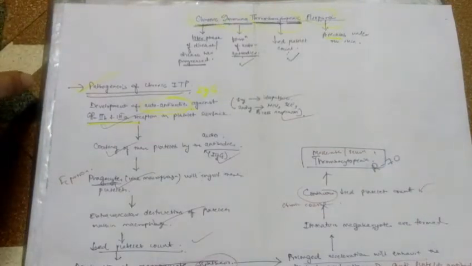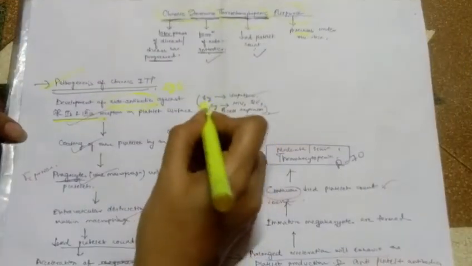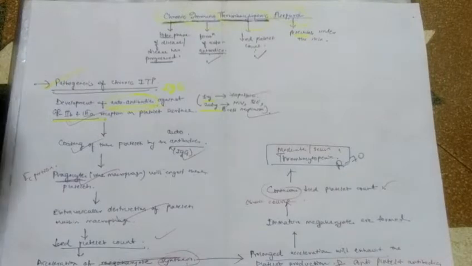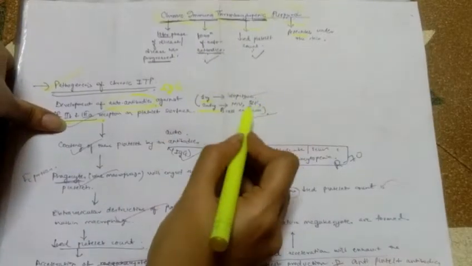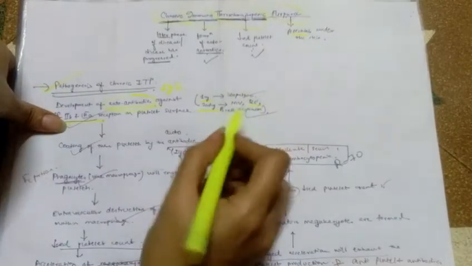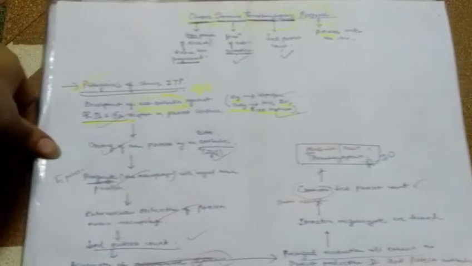Now you may ask why these autoantibodies are formed. There must be some reason. There are two reasons, a primary reason and a secondary reason. The primary reason states that this is idiopathic, the cause is not known. And the secondary reason states that there might be HIV infection, SLE or systemic lupus erythematosus, or B-cell neoplasm. So these can be the secondary causes.